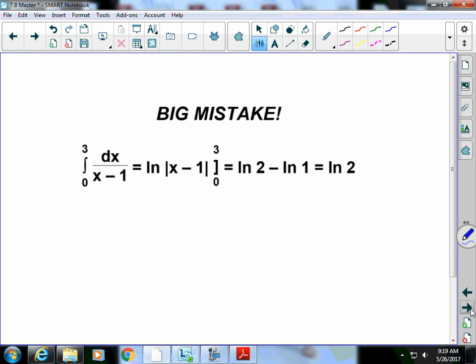So now I want to look at this, and this is a big mistake. Because we're going to say, look at this. I'm going to integrate from 0 to 3 of dx over x minus 1. And if I integrate without looking at what's going on, I get the natural log of the absolute value of x minus 1. And I end up with this. But the problem is, what happens at x equals 1? It's in the middle of my interval. That's not good. You cannot do this.